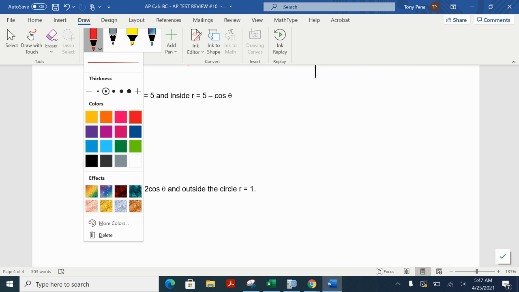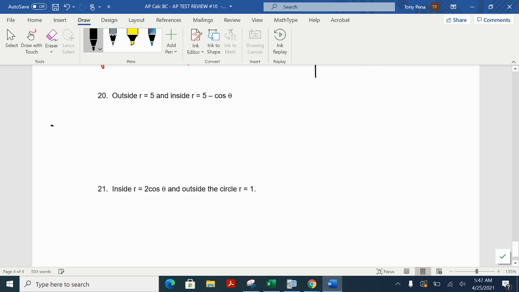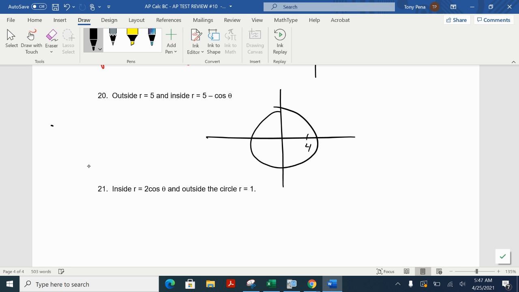All right, circle 19. Let's see here. 5 is a circle of 5. So there's your circle. And then the other one, I go through 4 here, and it does this. We want outside of the circle, inside of the other one. So this is our region.